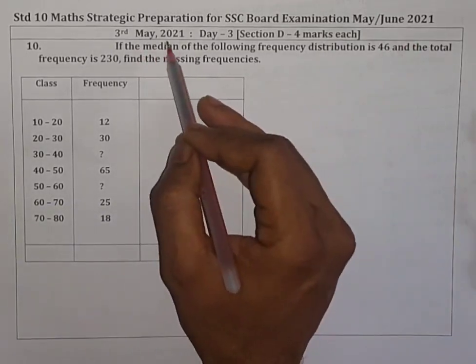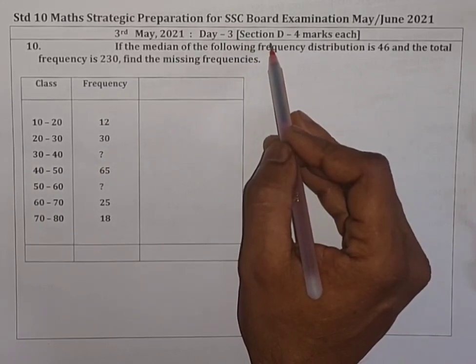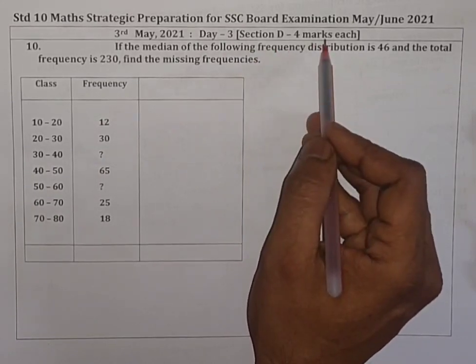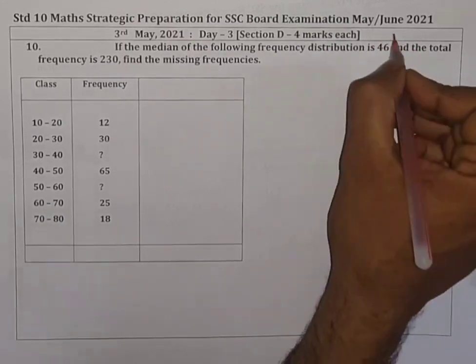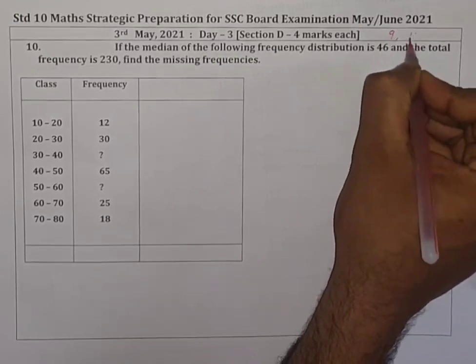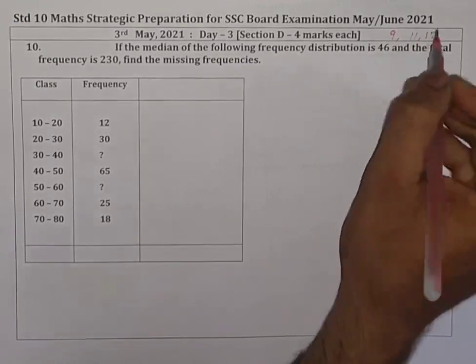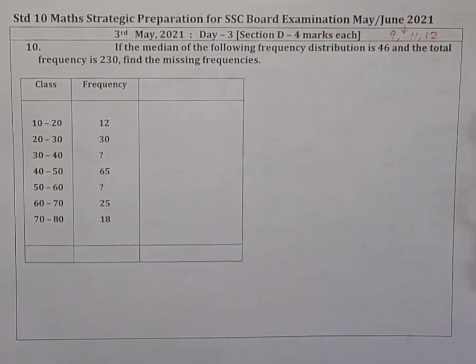Yes, today is 3rd May 2021 and it's the third day. We are solving section D, 4 marks each. Statistics sums. Yesterday after 9th I did 11th, and then 12th. I missed doing the 10th one. Here is the 10th one, so we'll solve that first today.